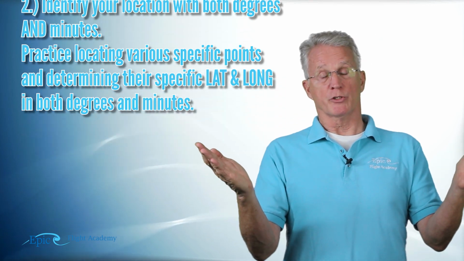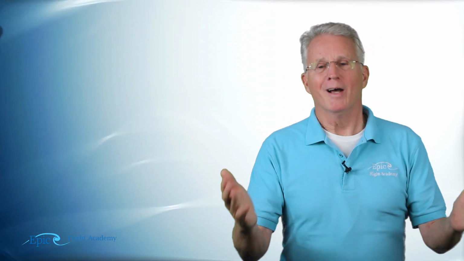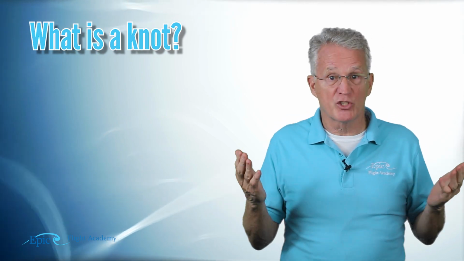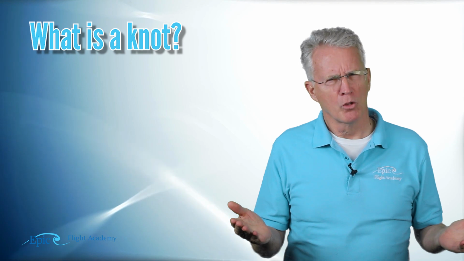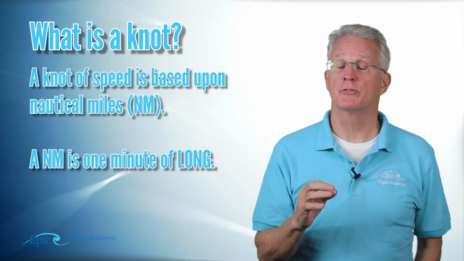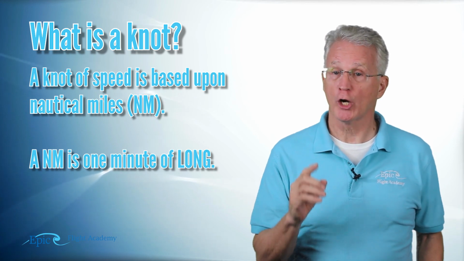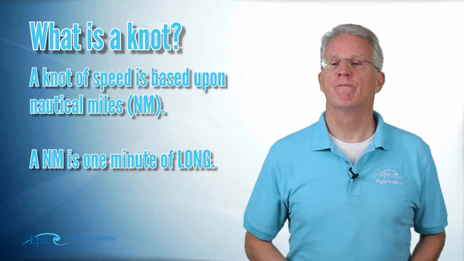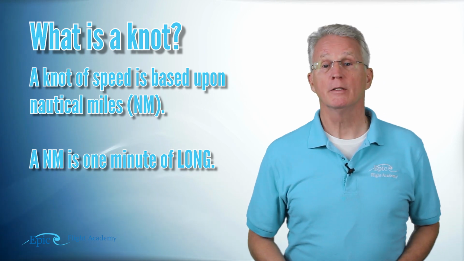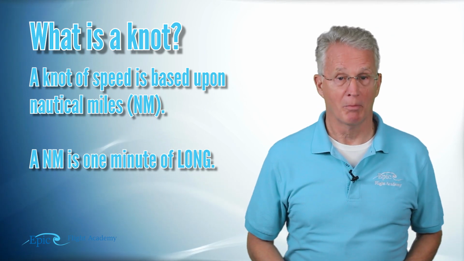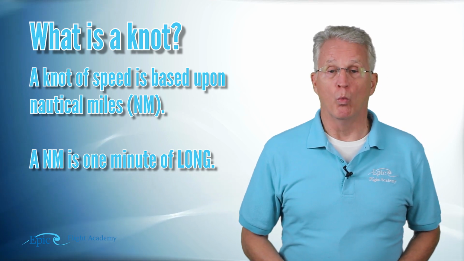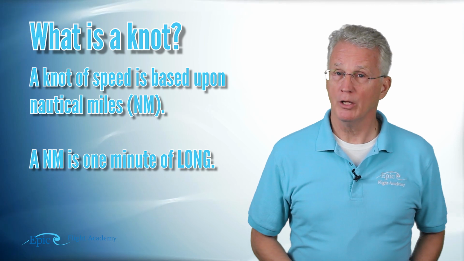Now, here's a question. What is a knot? As in a knot of speed. Well, a knot of speed is based upon nautical miles. So first, we must identify what is a nautical mile. A nautical mile is 1 minute of longitude.